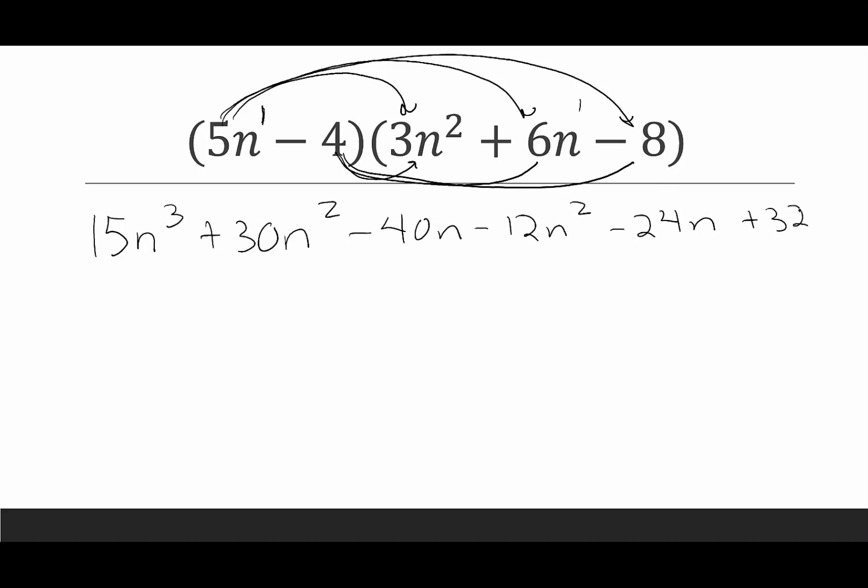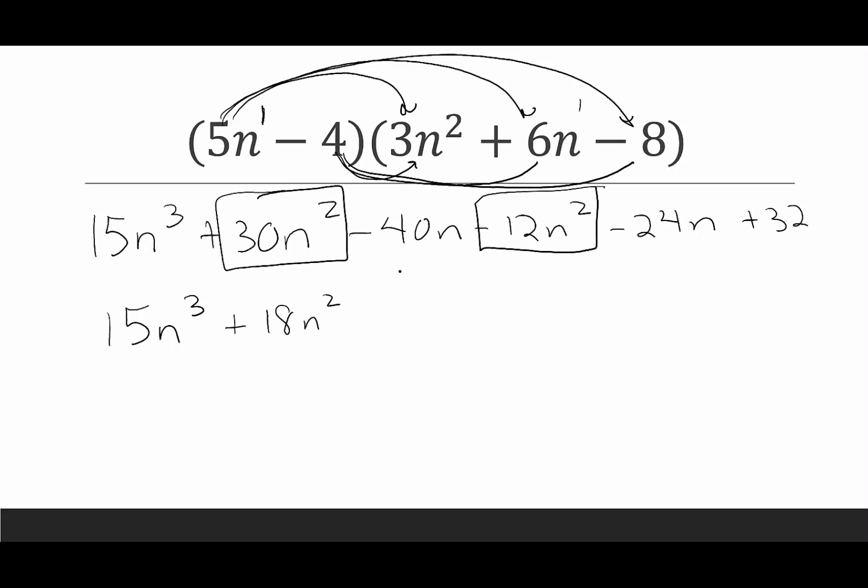So let's take our time to see what matches. What kind of terms can I put together? I only see one cubed term, so I'm going to write my 15n cubed. But then I notice I have a 30n squared and I have minus 12n squared, so two different terms there. So 30 minus 12 is a positive 18n squared. Then I see a negative 40n and a negative 24n. So negative 40 minus 24 is negative 64n. And then the final term is 32, so we say plus 32.